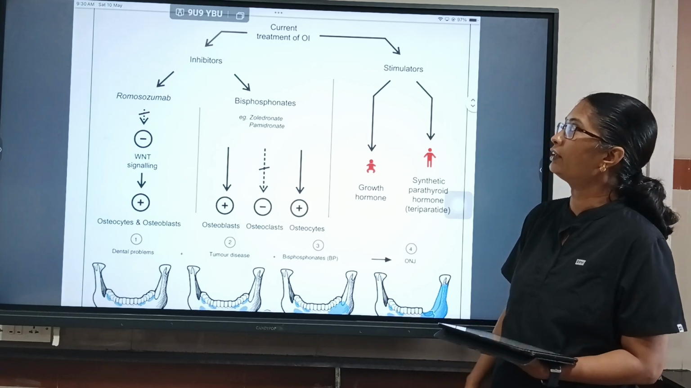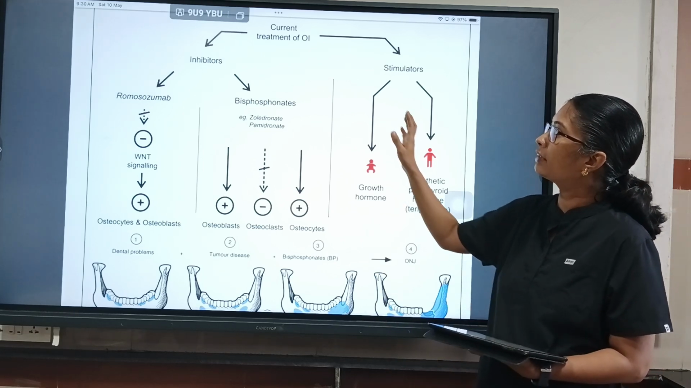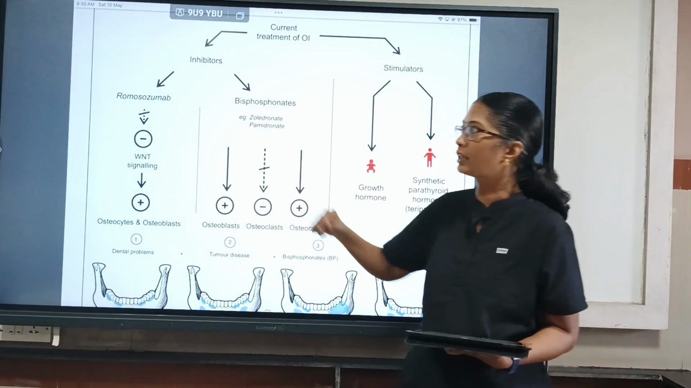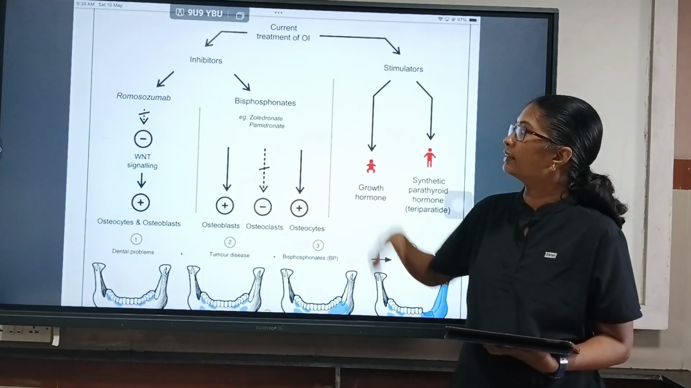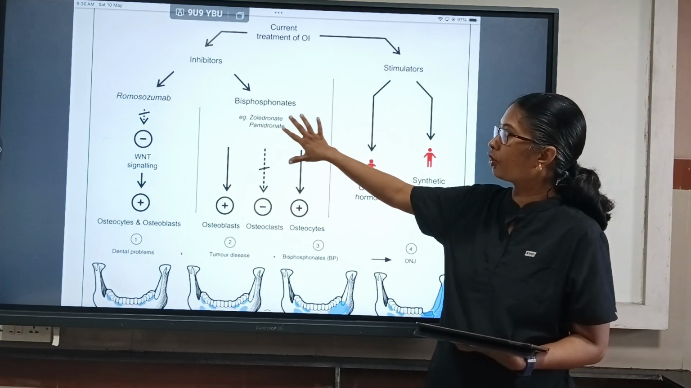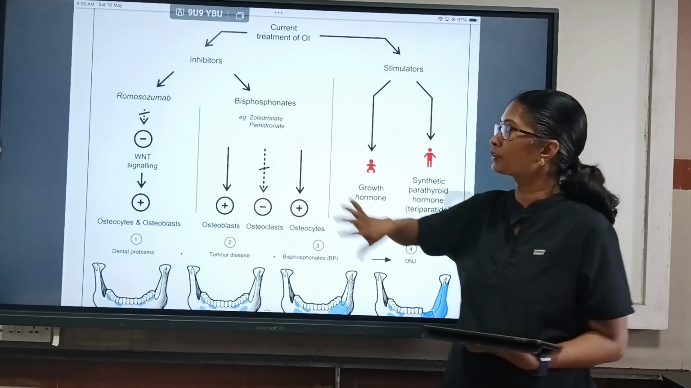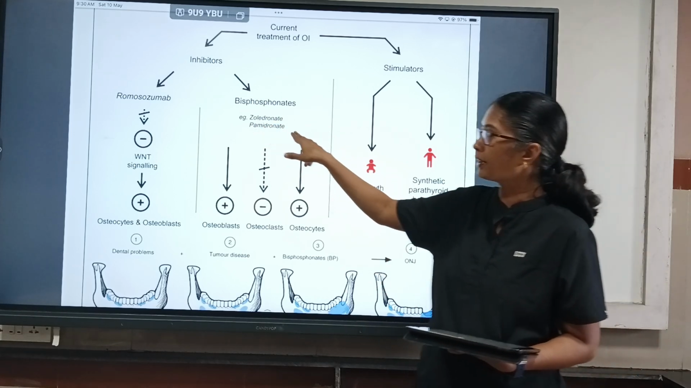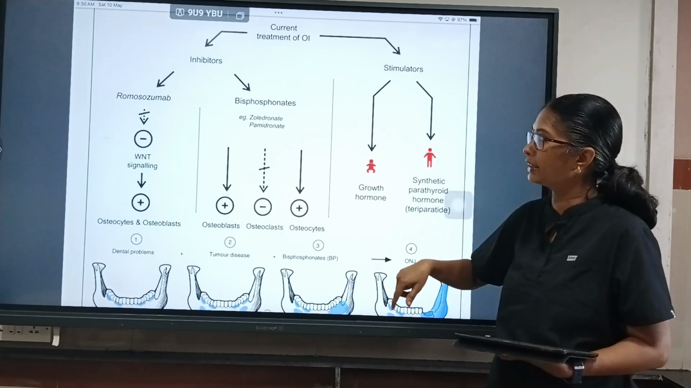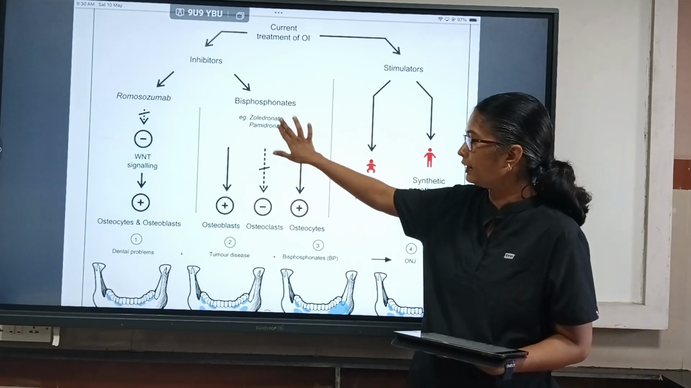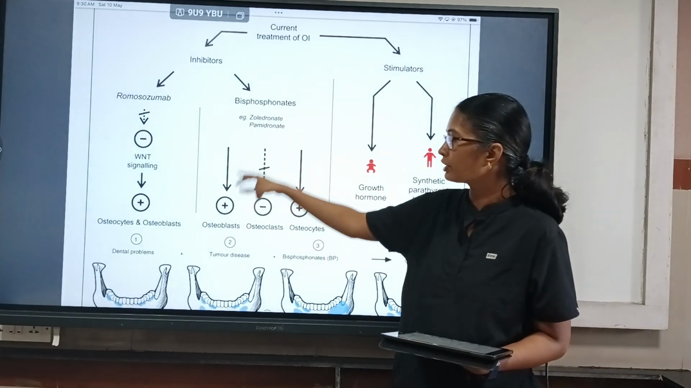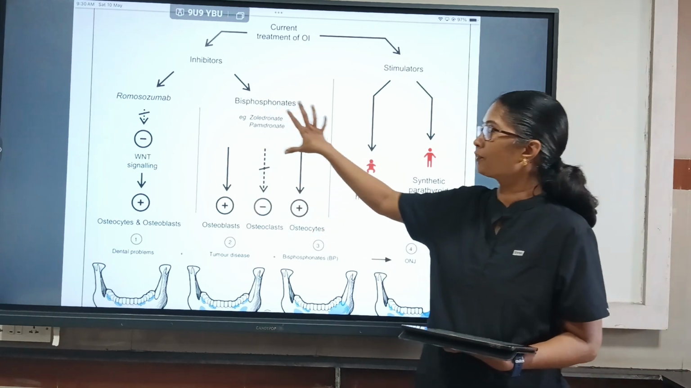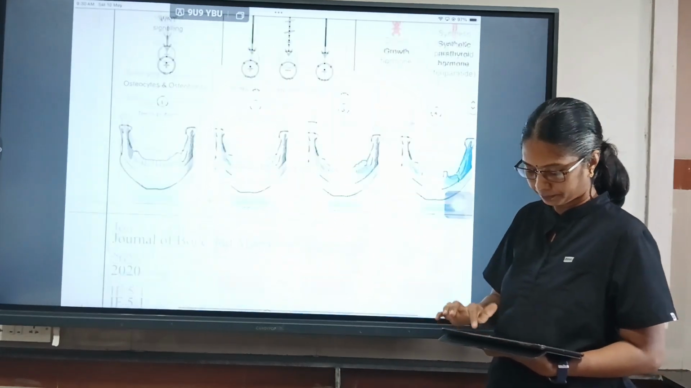And how do they treat osteogenesis imperfecta? By giving inhibitors or stimulators. Inhibitors are monoclonal antibodies like romosozumab, and bisphosphonates. We are going to talk about bisphosphonates in this article, and there are 2 types, zoledronate and pamidronate, which they have used in this study. What do these do? They inhibit the osteoclasts and stimulate osteoblasts or osteocytes. So this is the mechanism of action of bisphosphonates.